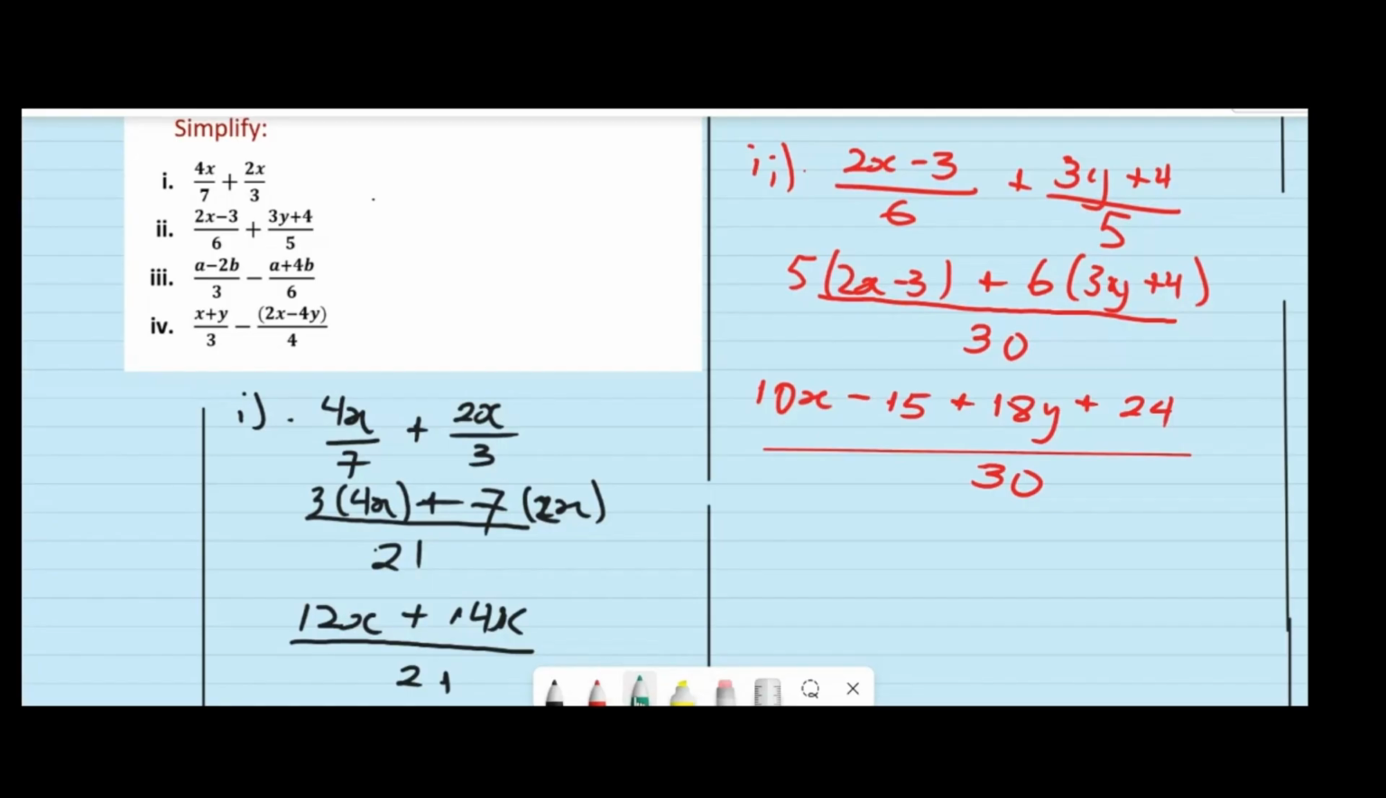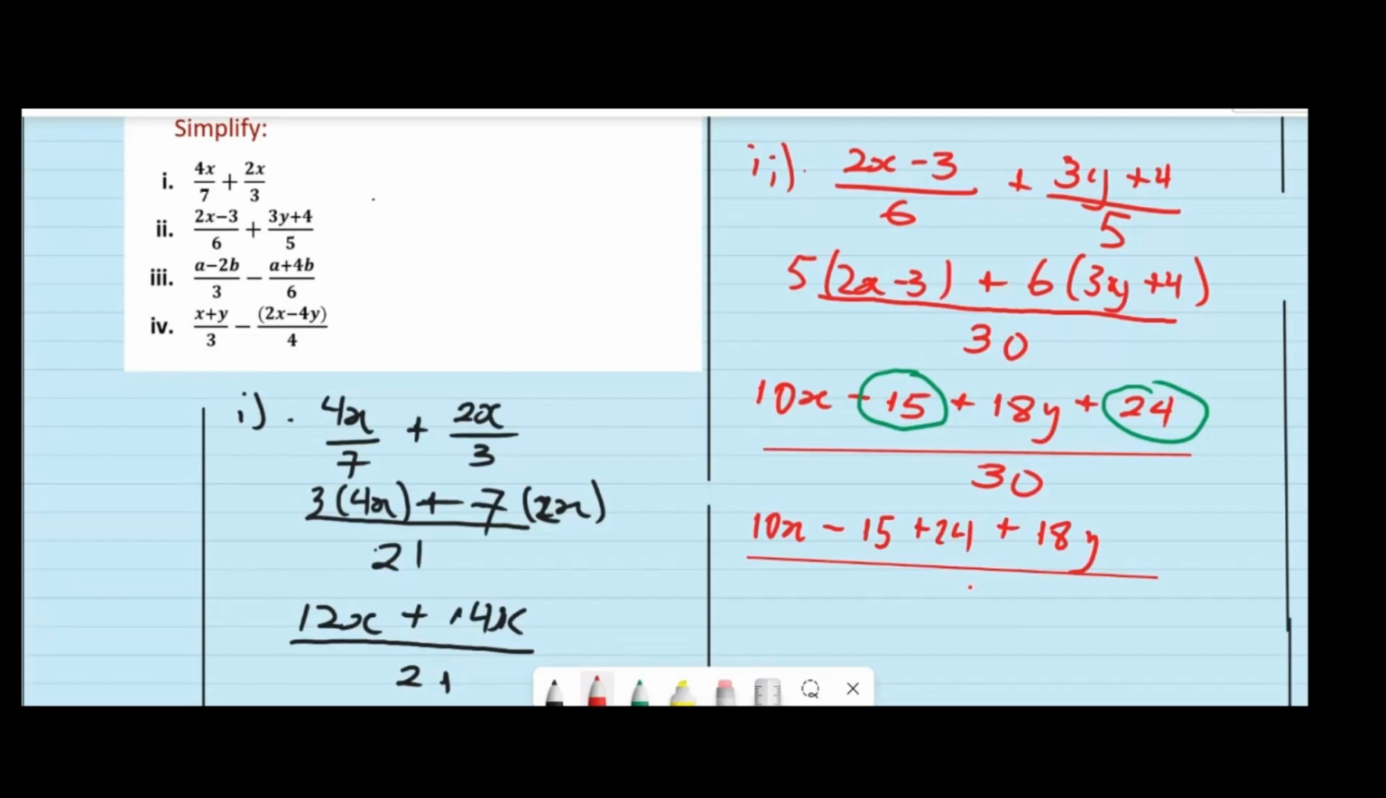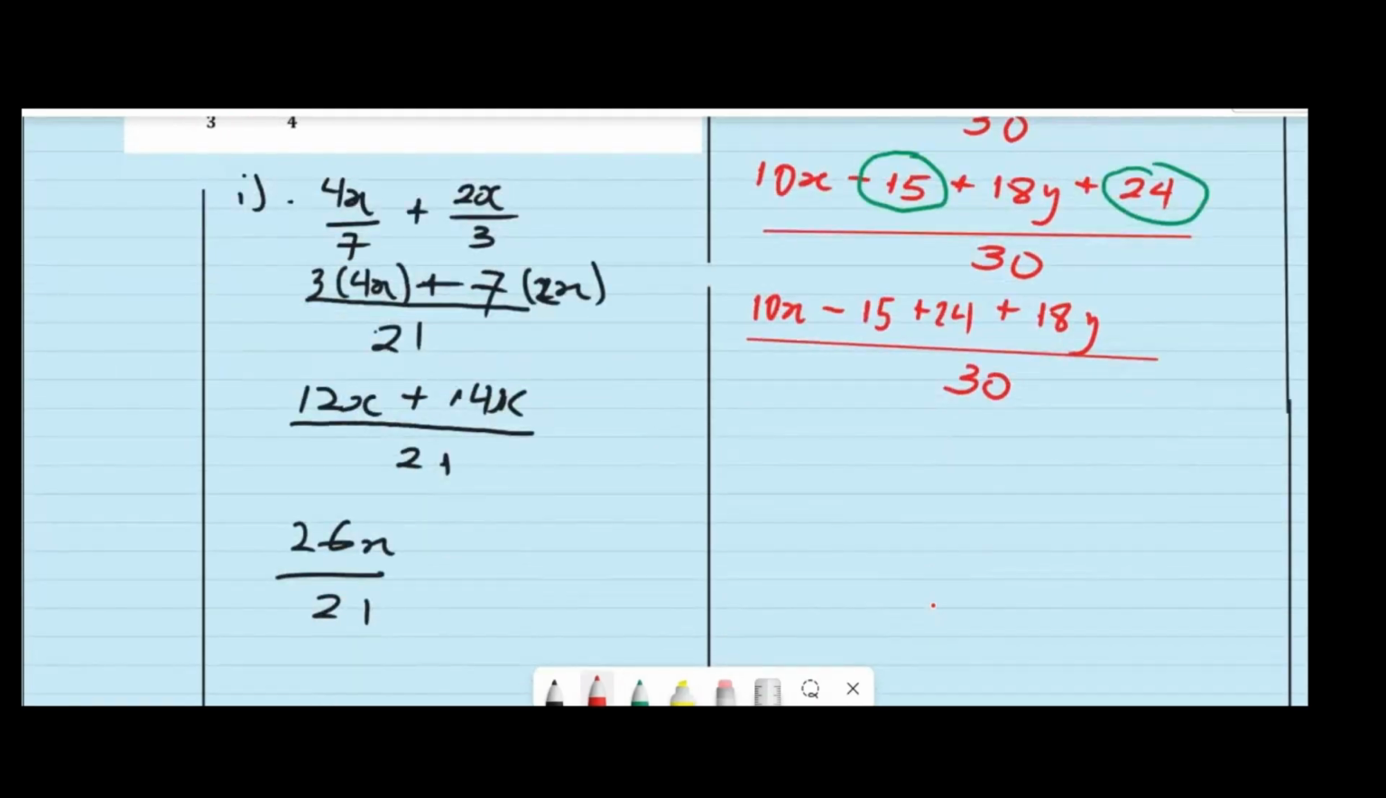All right, so you can see that negative 15 and 24 are like terms that we can simplify. So let's group like terms. We can collect like terms here, and 10x has no partner, so we just write the same thing. So you have 10x, you have negative 15 plus 24, and then plus 18y. So that is what we're going to get, all over 30. Okay, so let's continue from here. Okay, so now we have 10x.